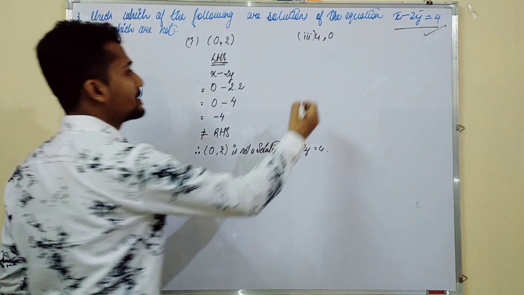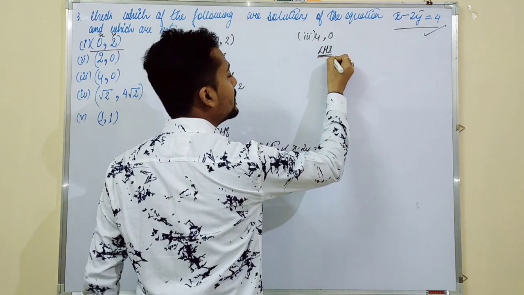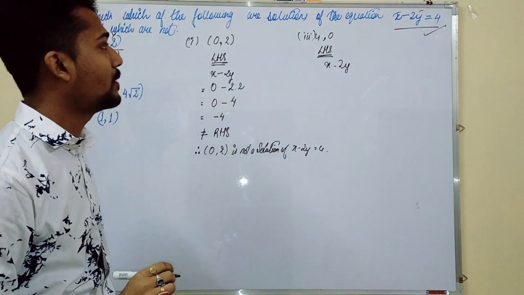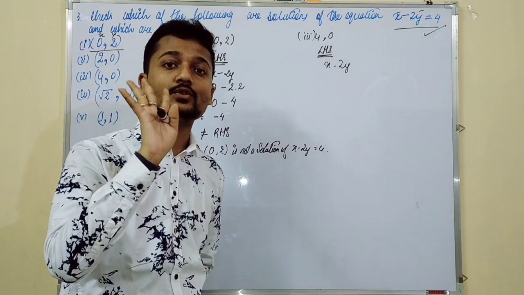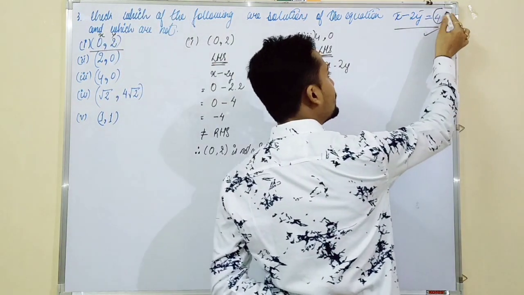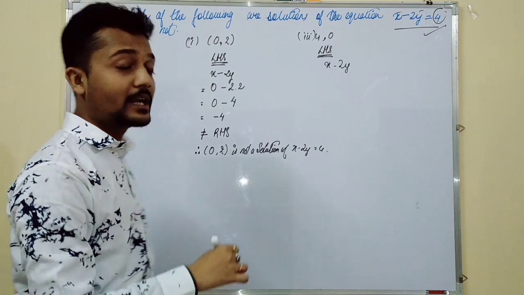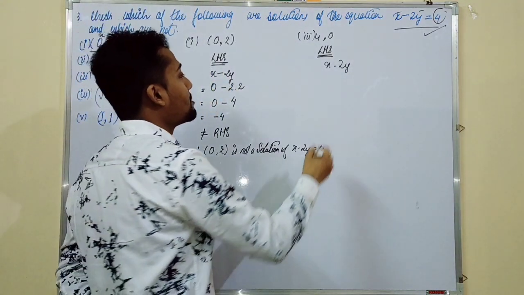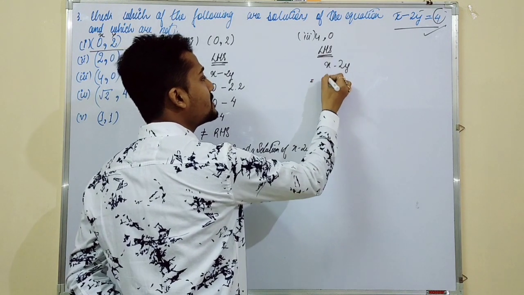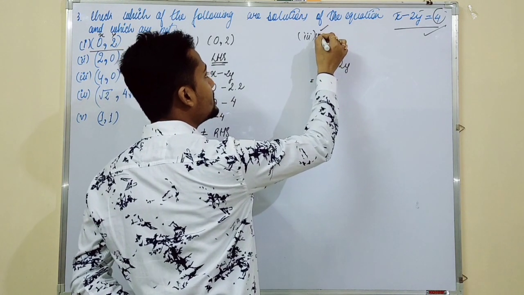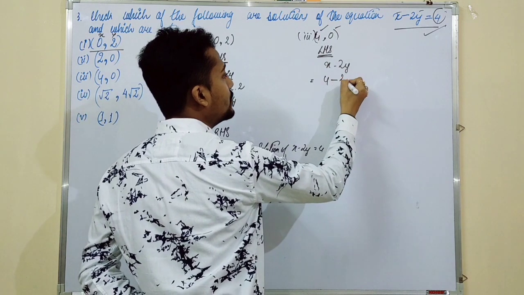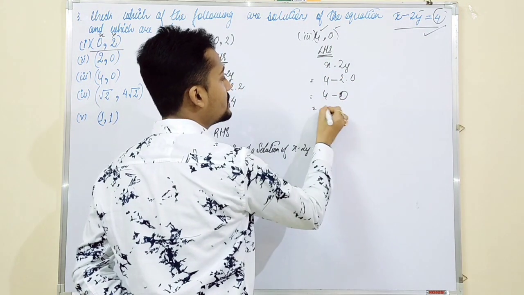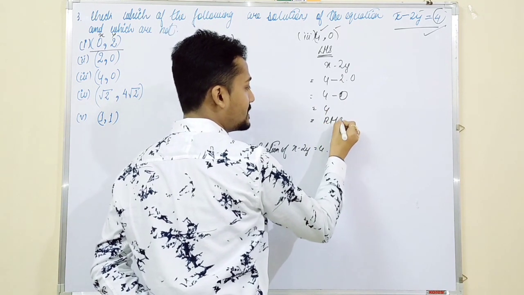LHS, left hand side, we have x minus 2y. How much should we get? We should get 4, because it is given here. If we get 4, that means it is a solution. If we don't get 4, it is not a solution. Now x is equal to 4, minus 2 into 0, which is equal to 4 minus 0, which is equal to 4, equal to RHS.